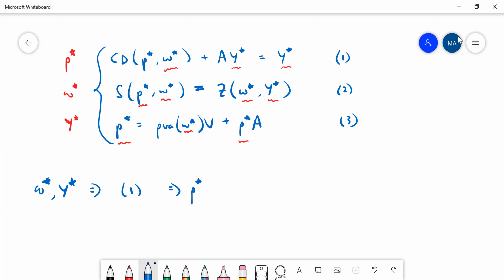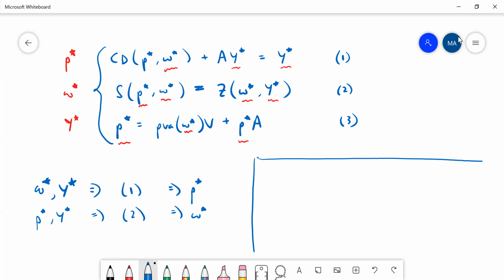Similarly, if I give you, for instance, P star and Y star, equation 2 would give you omega star. Okay, you see that? So that's the notion that we are after. We need all three sets of equations to solve for our unknowns. All right. So now let's count them.